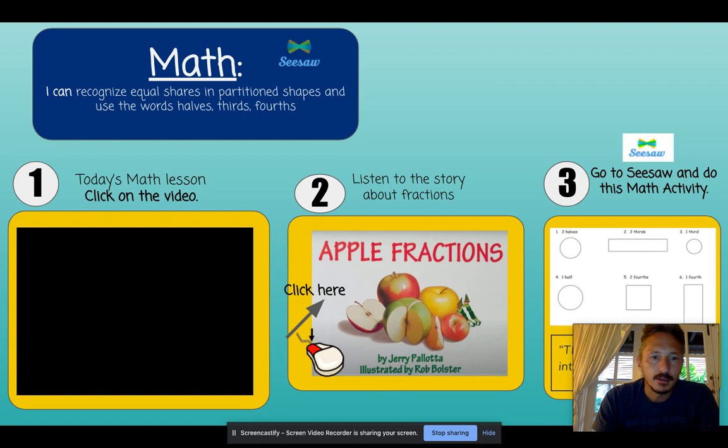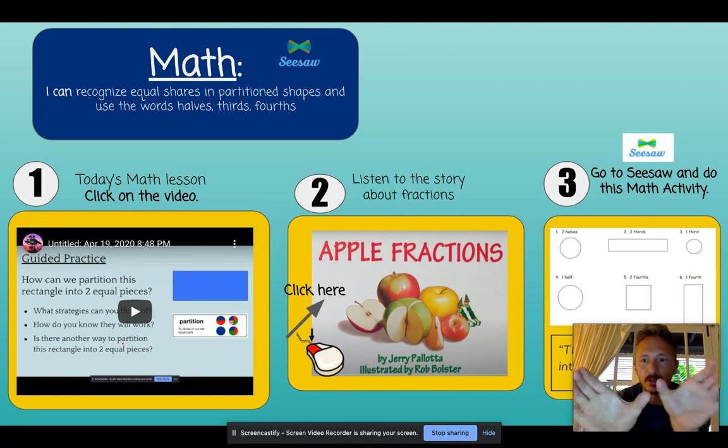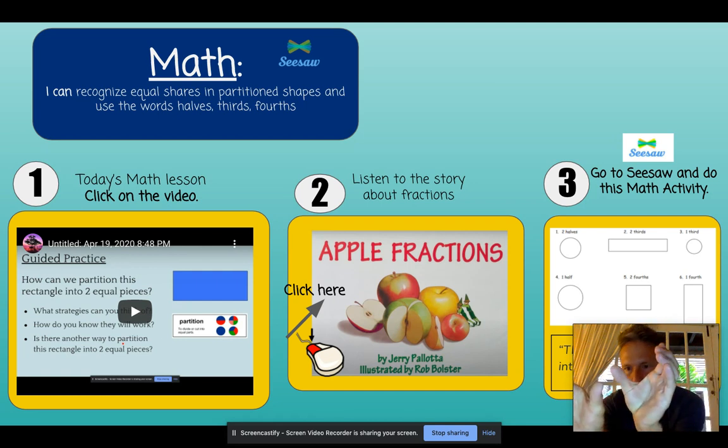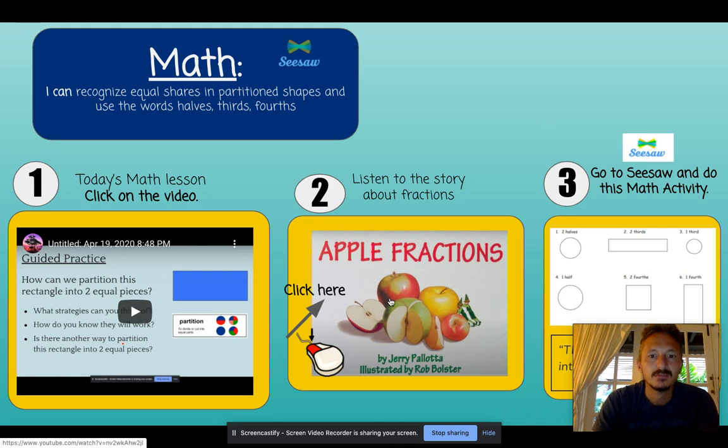For math, we're going to be learning more about fractions, and I'm going to talk to you about partitioning. Remember, partitioning means breaking apart a shape into equal parts. So one part can't be small and the other part can't be big. They have to be equal parts, equal shares, okay? So we're going to watch this little video. It's a story where they cut up apples, sharing apples in equal parts.